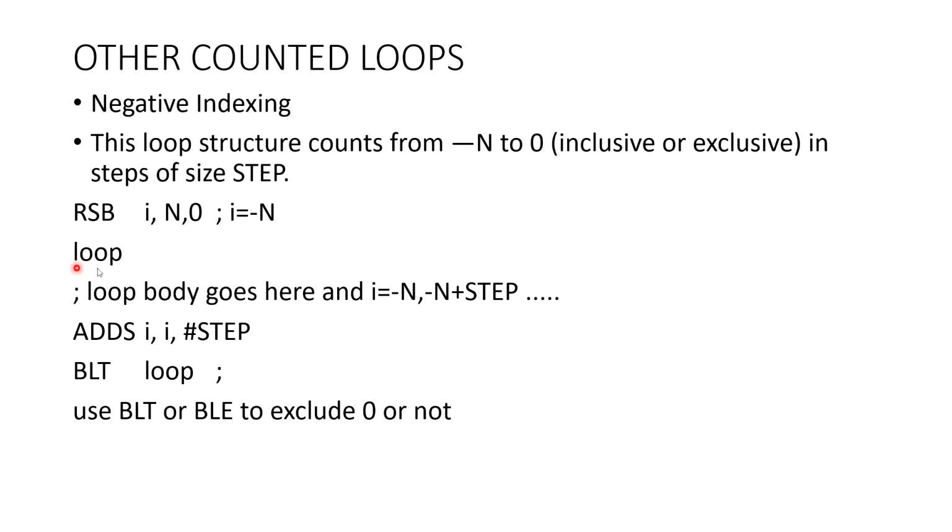So that's why I is equal to minus n whenever this program gets executed. Now loop is nothing but a label. So we have started with I as minus n. Then this will be minus n plus step, like this. Then branch less than, it will be loop. So this is nothing but negative indexing. That means you are starting the loop with a negative number, and that's called negative indexing. Then you are increasing it by the step which is defined by the user.